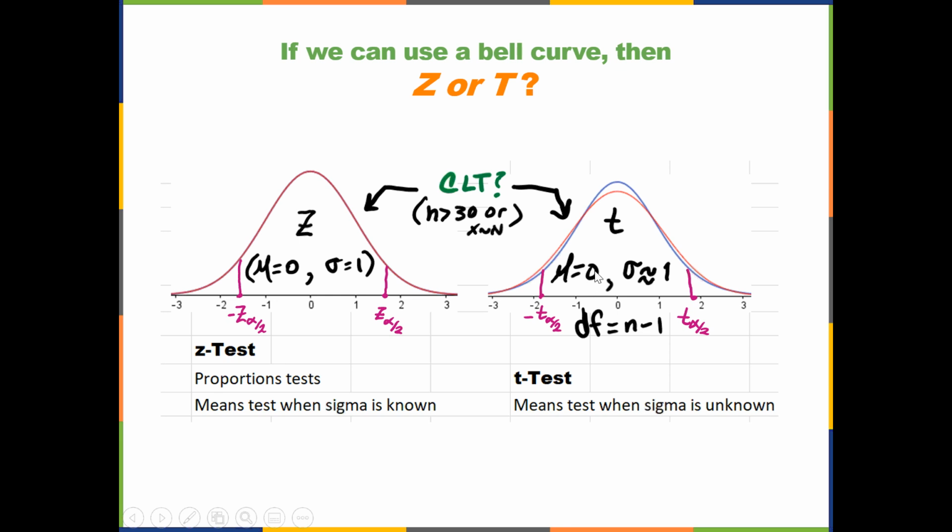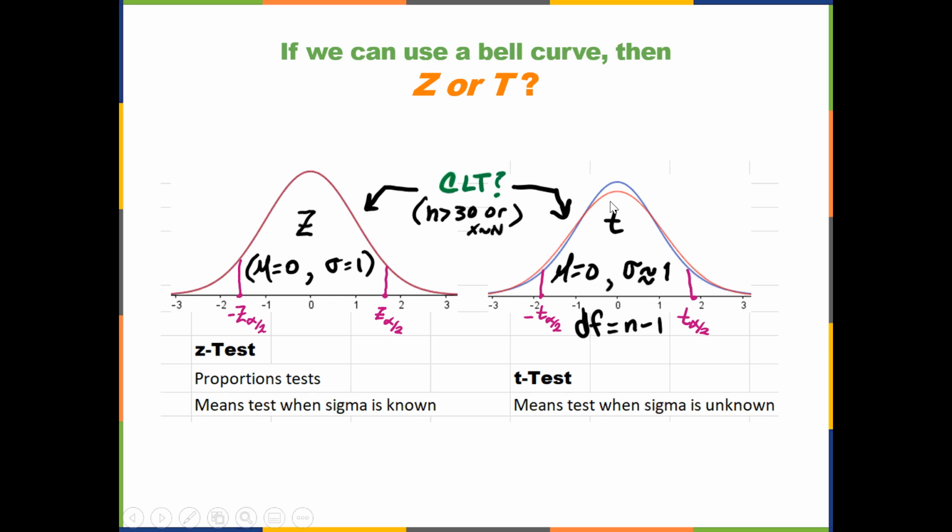If we are using a t-distribution, that will also be bell-shaped. The mean is 0, but the standard deviation is not 1. It's usually close to 1, but it varies with the sample size. And we have a certain number of degrees of freedom equals n minus 1. So the sample size directly affects the shape of the blue curve, which represents the t-distribution.